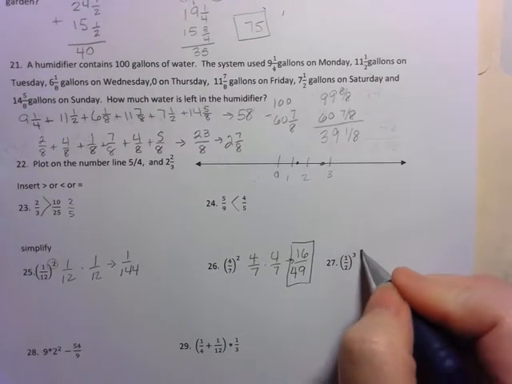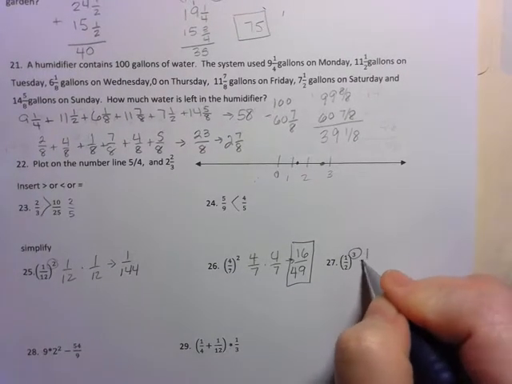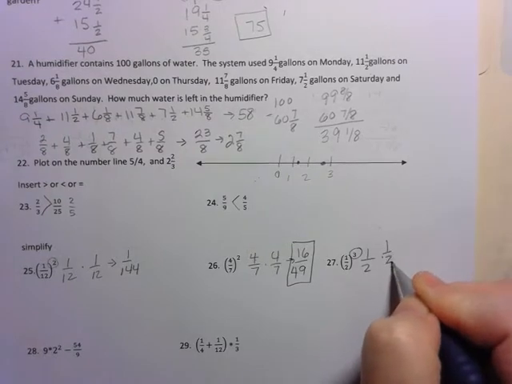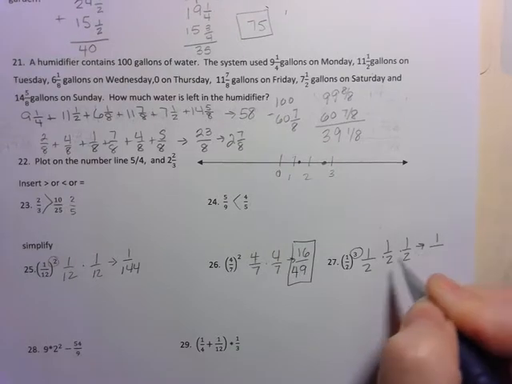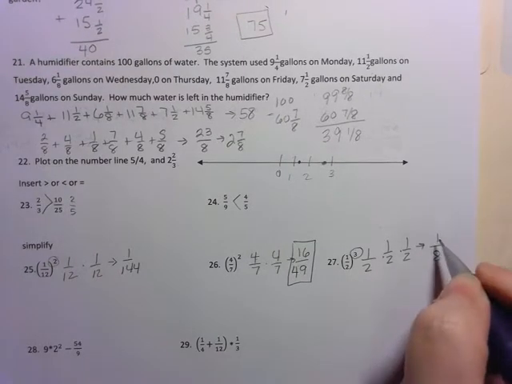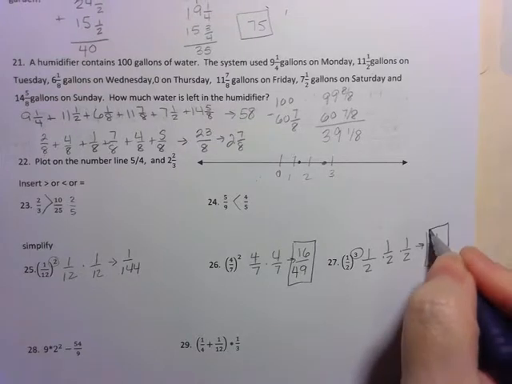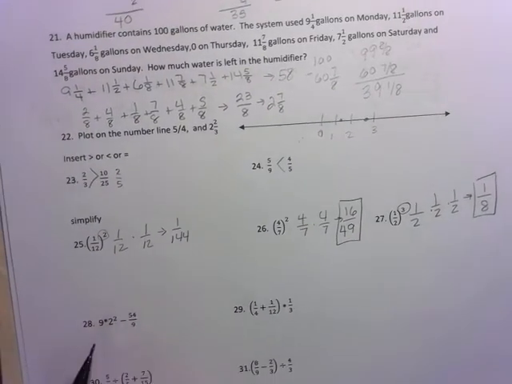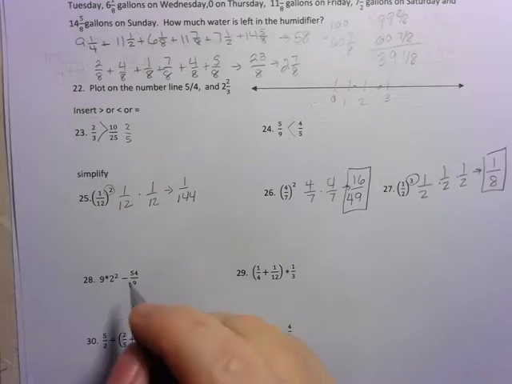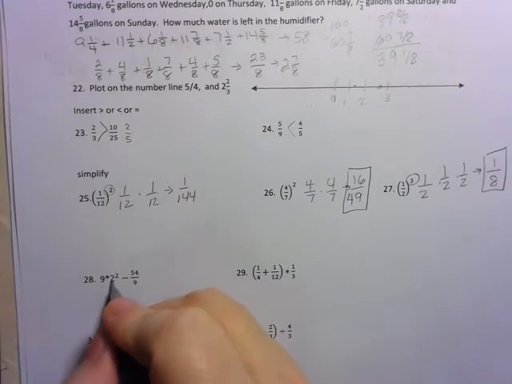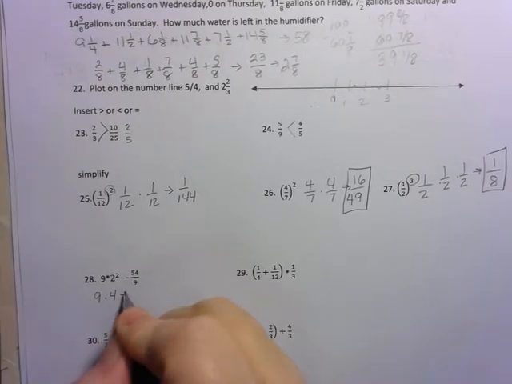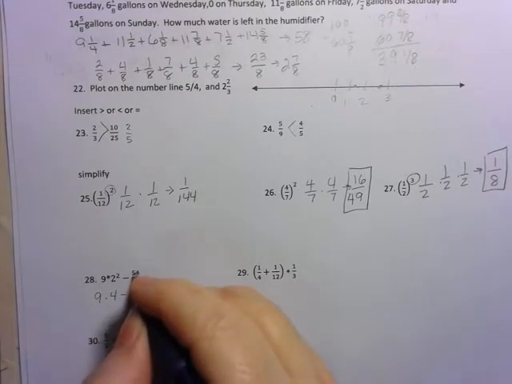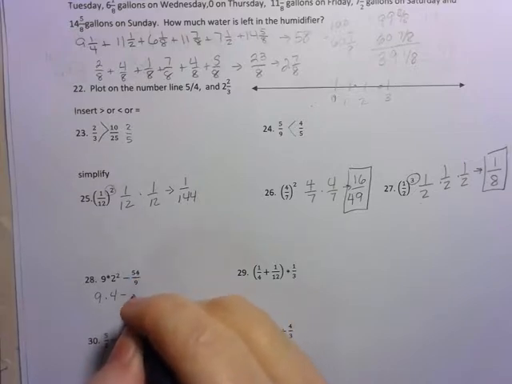This tells me I want to take 1/2 times itself 3 times. 1 times 1 times 1. 2 times 2 times 2. Our order of operations. I'm going to do my 2 squared, so I have 9 times 4 minus 59 divided by 4 gives me my 6.